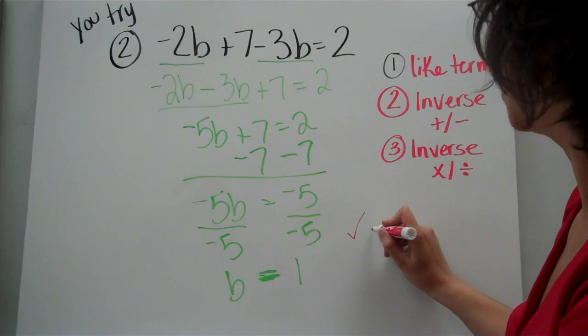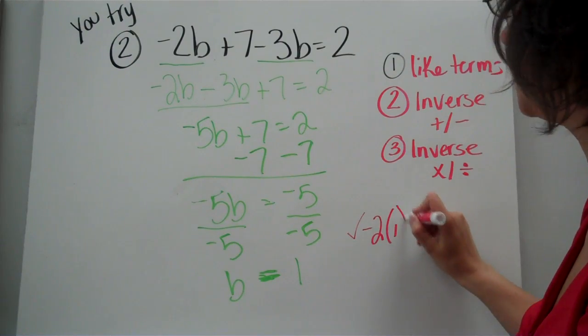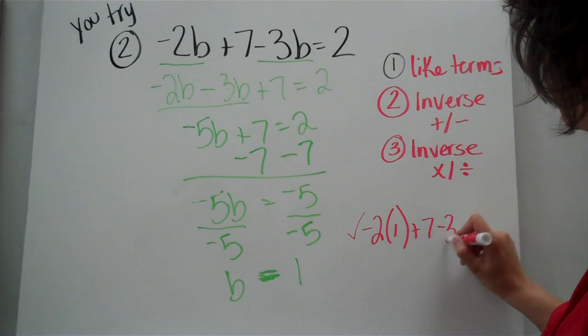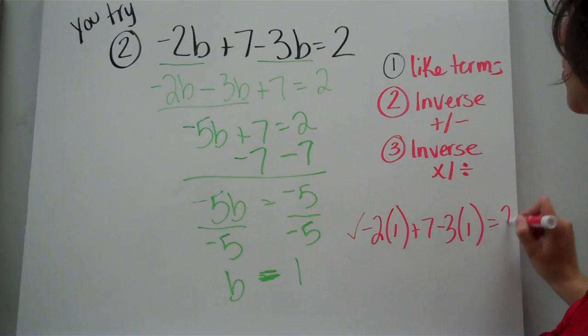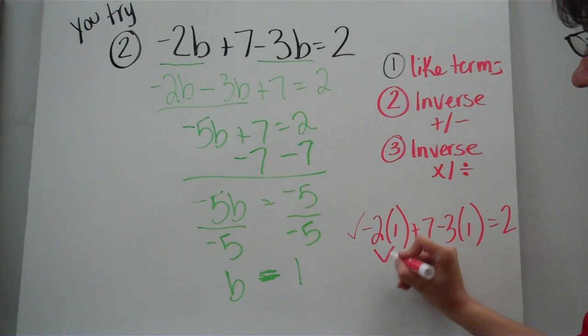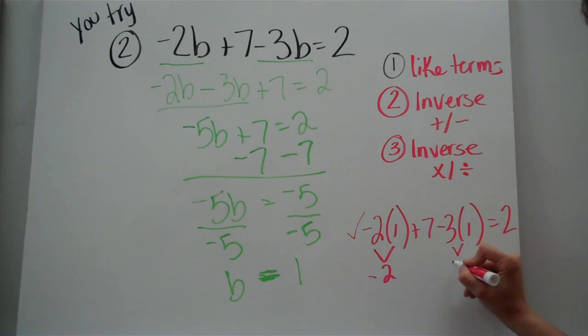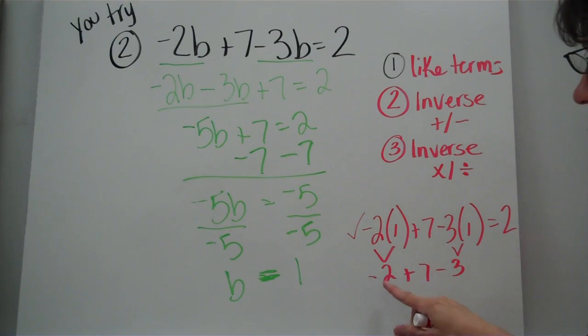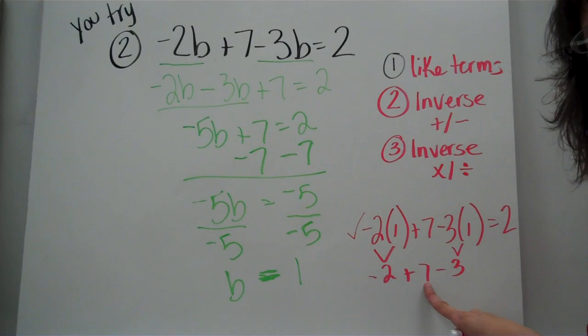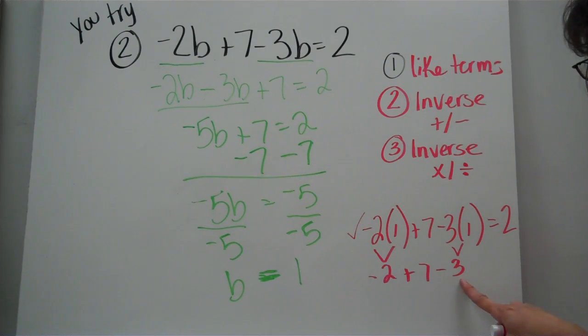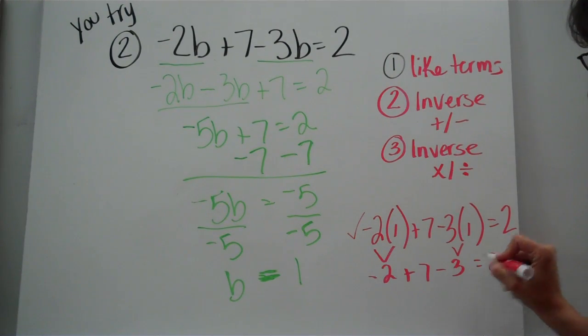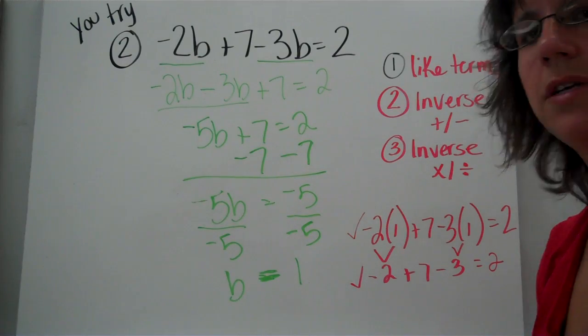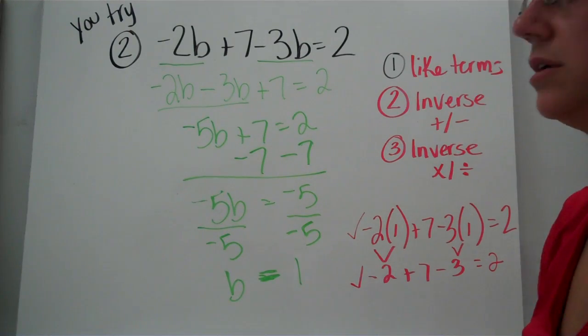Here's my check. I'm going to take out all my b's and put in 1 here. And I'm going to see if it equals 2. All right, this would be negative 2, and this would be 3. So let's work it out. Negative 2 plus 7, that's 5. 5 minus 3, does that equal 2? It sure does. So that works out great. B does equal 1.